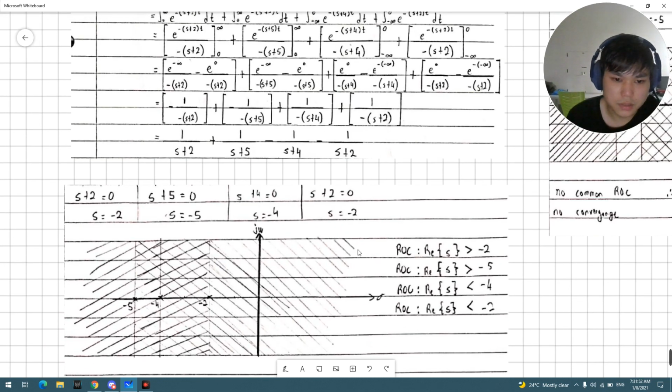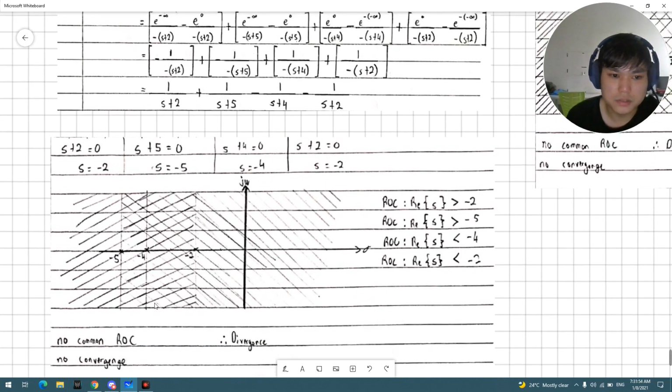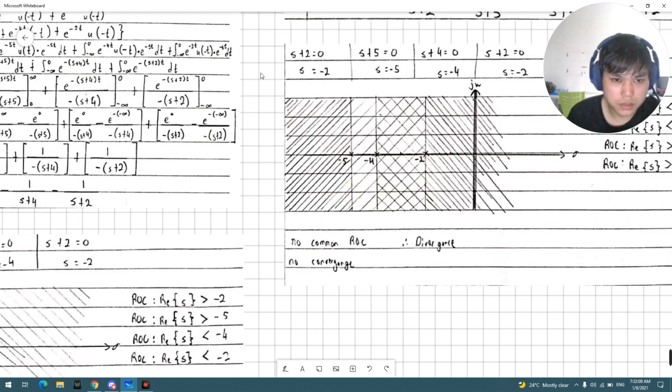How is that? The common ROC is where all of these functions meet at the same spot. So if I have four of them, all four of them need to be at the same location. So let's see the next one.